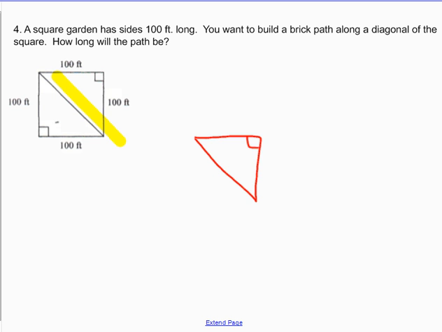Got a right triangle here. I know that because it's a square, we cut it in half. That means that this is 45. So if we have a 45, 45 triangle, then the x, the hypotenuse, that's going to be the path. That is going to be 100 times radical 2. So our x is going to be 100 radical 2.